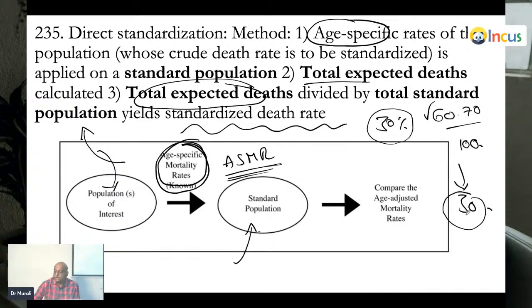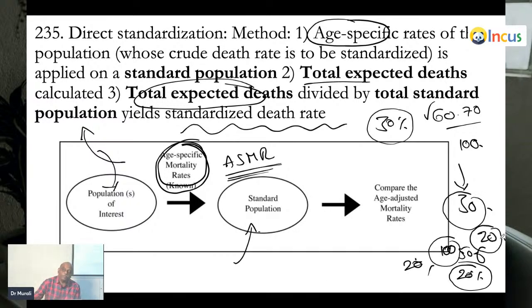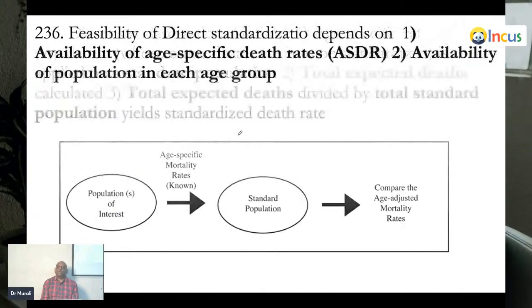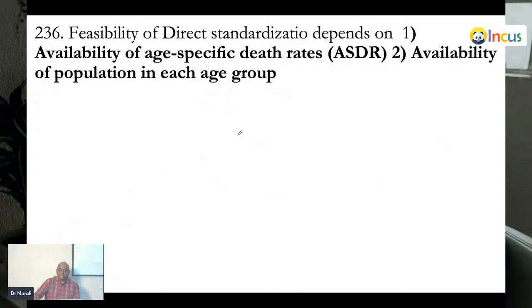Right? Then the expected death rate between 50 to 60 is 20%. Let us say in this given population, you have 20% as the expected death rate and 100 people are there. So that means 20 expected deaths are there in that age group. So like that, the total expected deaths divided by the total standard population will give you what is called the standardized death rate. So this is how direct standardization is being done.